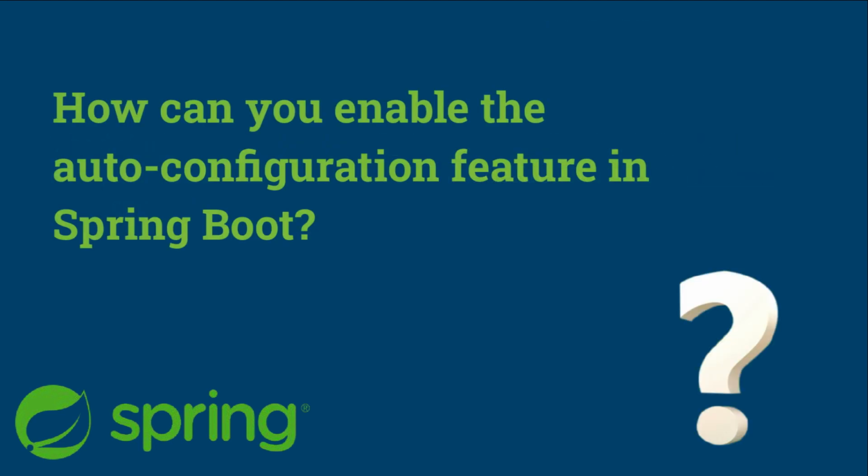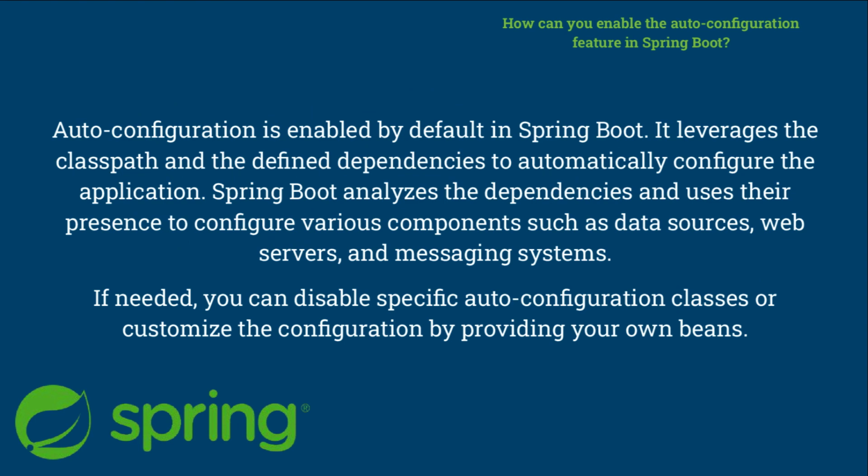Second question, how can you enable the auto-configuration feature in Spring Boot? Auto-configuration is enabled by default in Spring Boot. It leverages the class path and the defined dependencies to automatically configure the application. Spring Boot analyzes the dependencies and uses their presence to configure various components such as data sources, web servers, and messaging systems. If needed, you can disable specific auto-configuration classes or customize the configuration by providing your own beans.